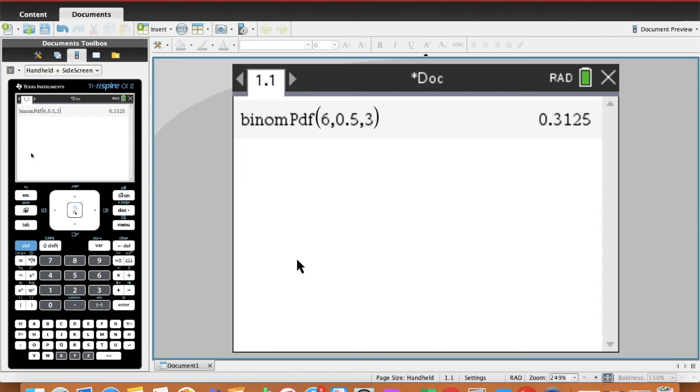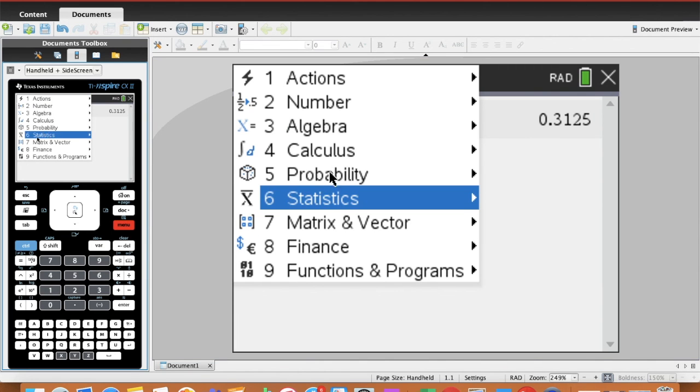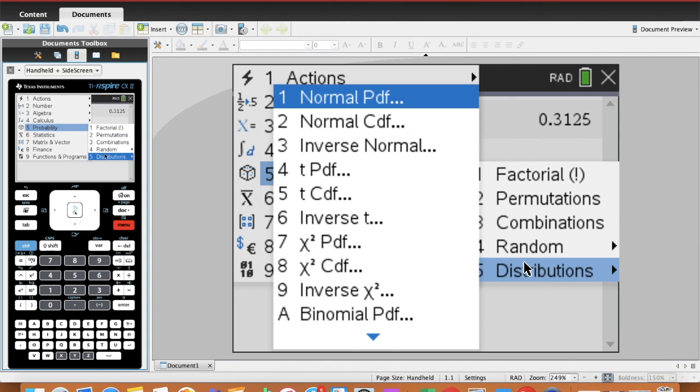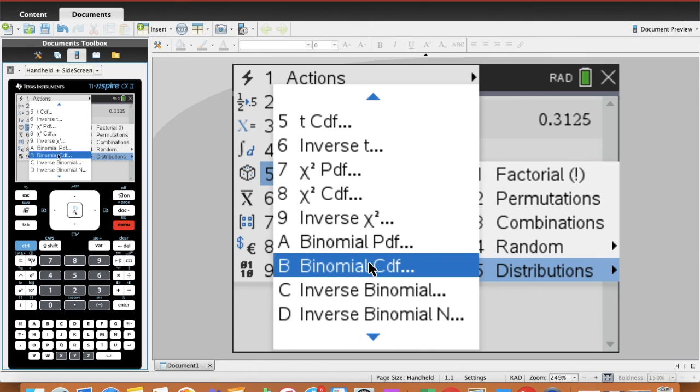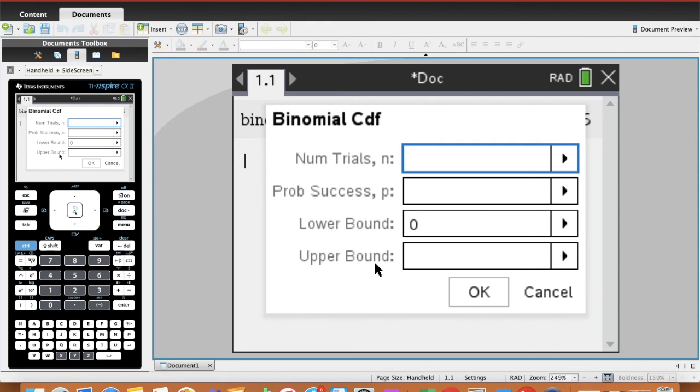Okay, the second question was we needed to find the sum of all the probabilities up to 4 heads, right? And so in order to do that, we don't want one probability. You could do Binomial PDF for 0, 1, 2, 3, and 4. Okay, but there's an easier way to do it. Again, we can go in here to probability, go down to distributions. You see that binomial, but actually below that, the next one is Binomial Cdf. And what that is is the Binomial Cumulative distribution function. So we're going to click on the Binomial Cumulative distribution function.